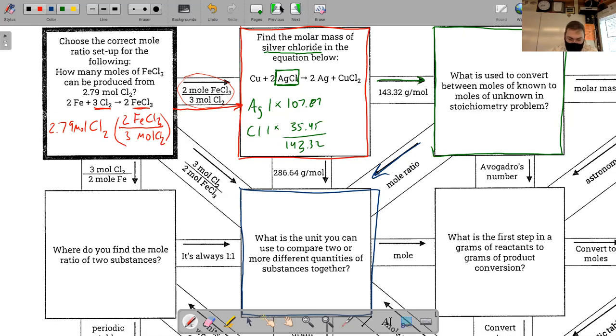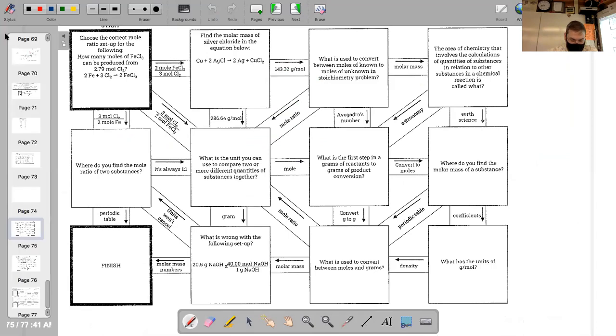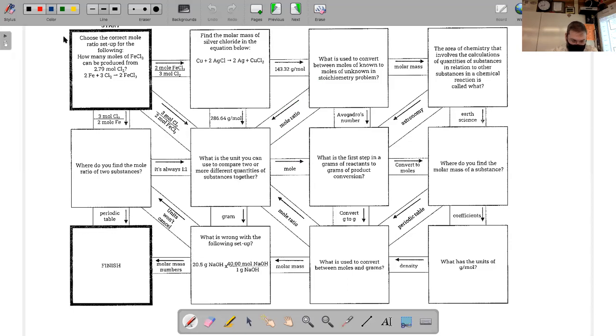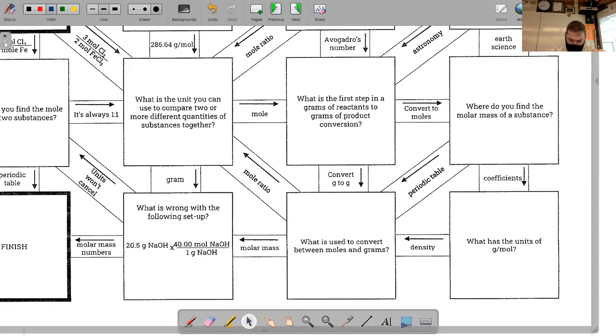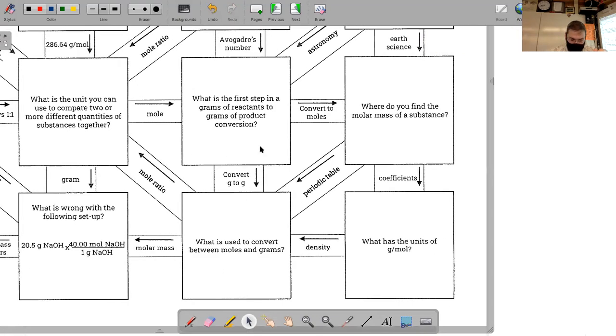Hold on, I gotta get a different page. Let's see, previous. Gotta copy this down. Make it bigger. There we go.